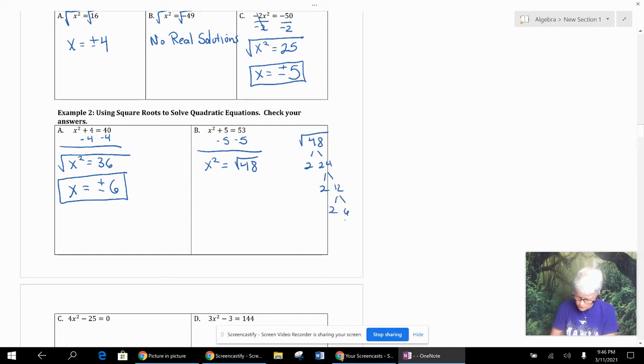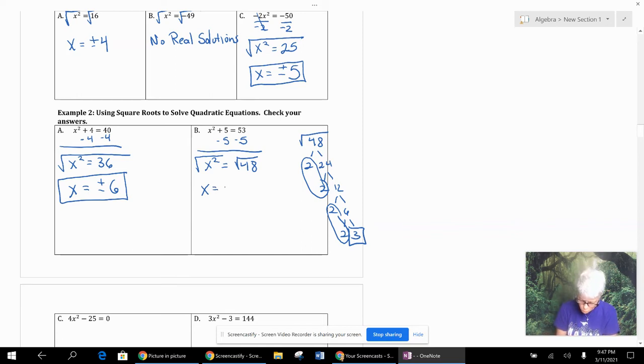2 times 6, 2 times 3. Here's a pair to pull out. And I am left with that 3. So I'm going to, again, find the square root of both of these, x equals, and we're going to step back a little bit.